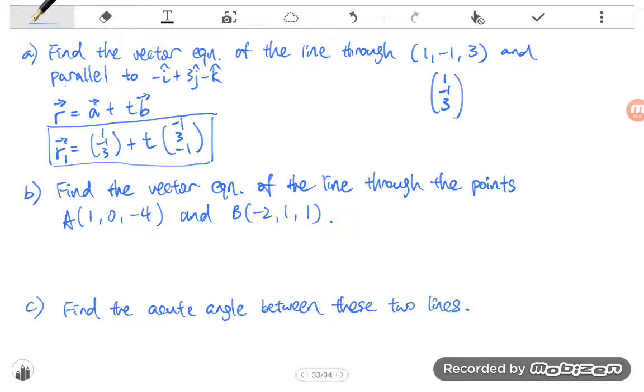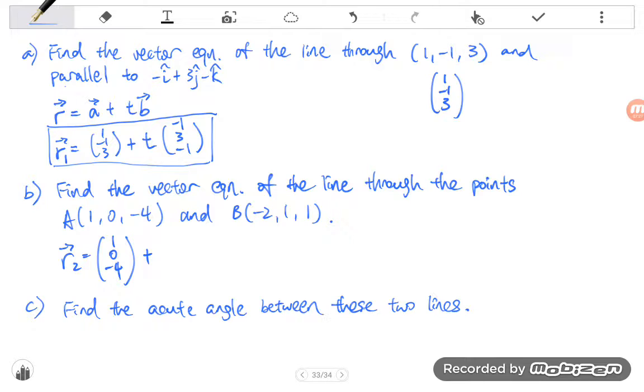Cool. Now for part B, find the vector equation of the line through the points A and B with those coordinates. So now I have another straight line, and that straight line passes through points A and B. So I'm going to have r2 equal to the position vector. I can choose point A or point B. Let's choose point A in this case because the line passes through both points, so I can use either one of them.